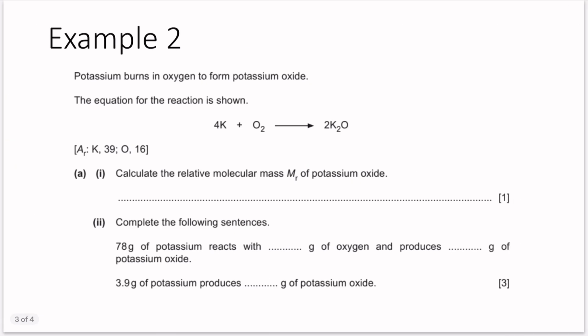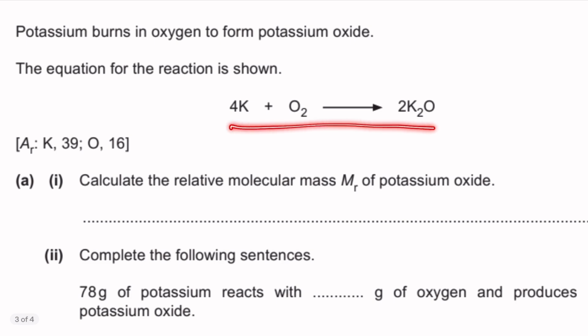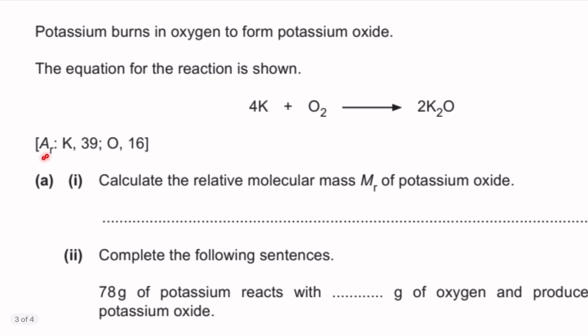Now I will give you another example, question number 2, example number 2. Alright, so here we have potassium burns in oxygen to form potassium oxide. Okay, so we zoom in and see the chemical equation is given, and here the AR, atomic mass, you are given with potassium. Okay, you don't know what is the letter K, go back to your periodic table and read it. Okay, here we have oxygen, oxygen is 16.